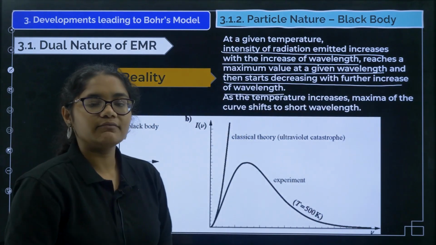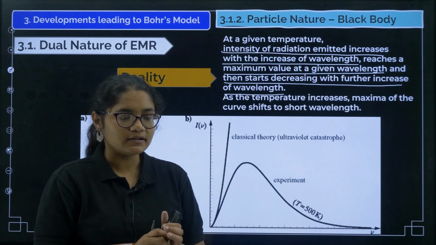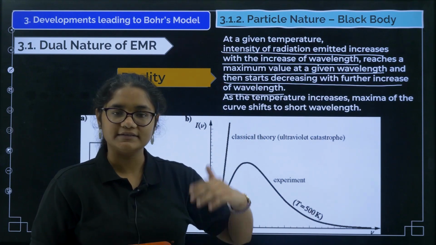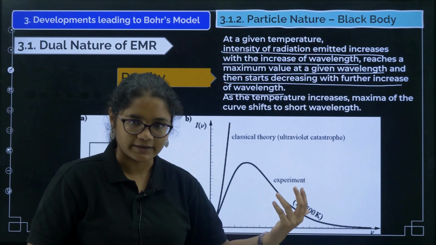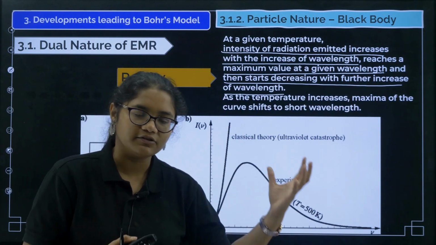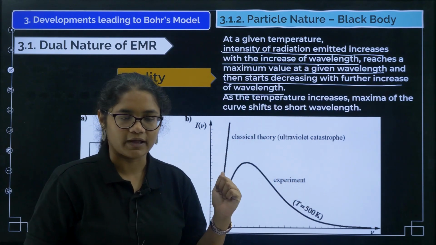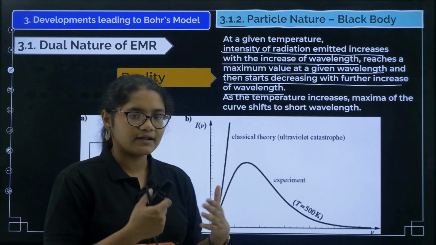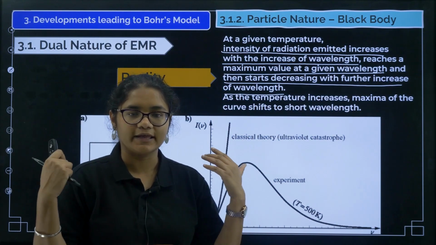So here we can relate that the energy was not increasing continuously as it was expected. Energy and intensity are similar terms. If energy is high, intensity will also be high. So we can say that the intensity would be indefinite.